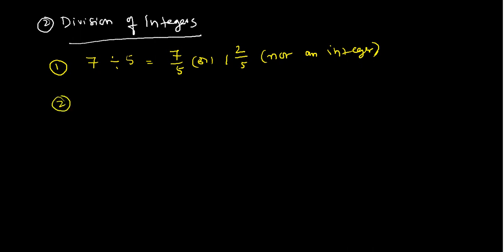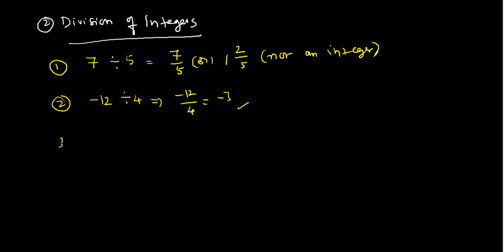Next one. When a negative integer is divided by a positive integer, we get a negative number. For example, take minus 12 divided by 4. Minus 12 by 4 is minus 3. When 12 is divided by 4, the quotient is 3 and we get a negative sign before that 3. So this is a negative integer.